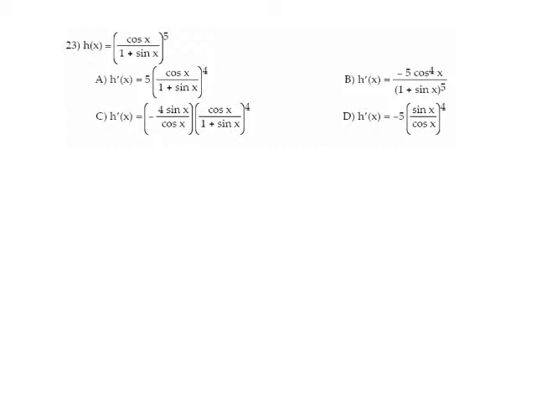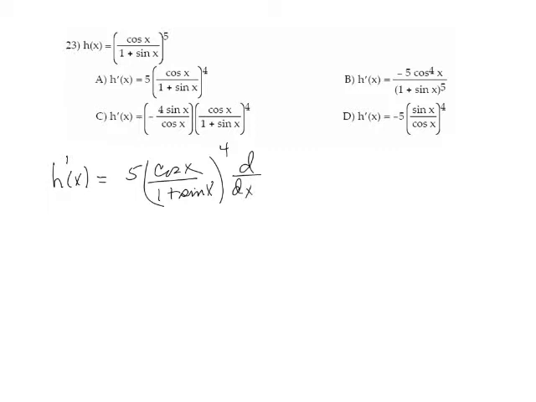Now this problem is going to require the chain rule more than once. First, using the power rule, we're going to get h prime of x is equal to 5 cosine of x over 1 plus sine of x to the 4th power, times, using the chain rule, d dx of cosine of x over 1 plus sine x.